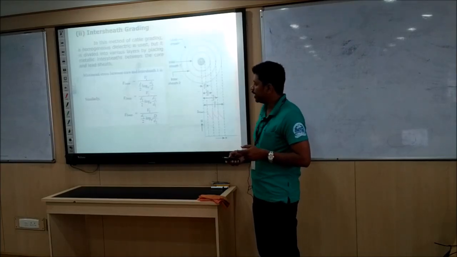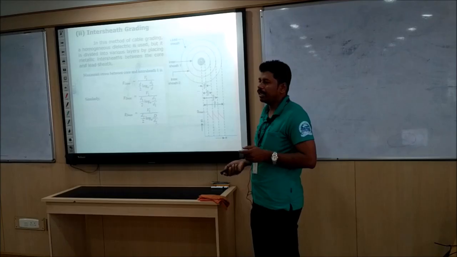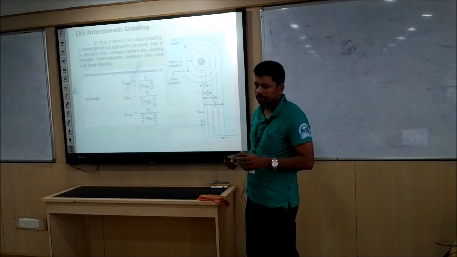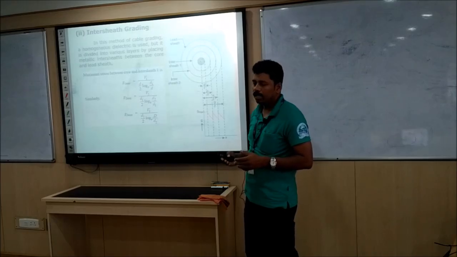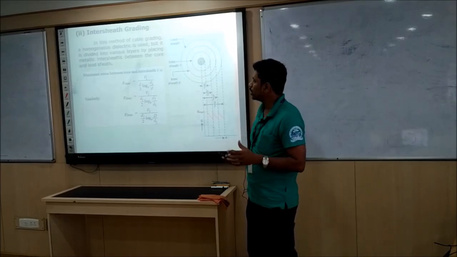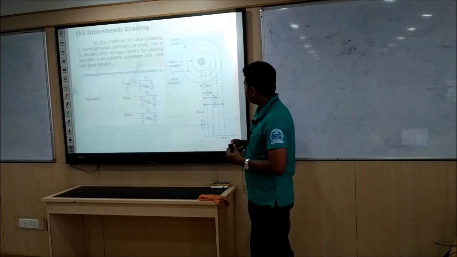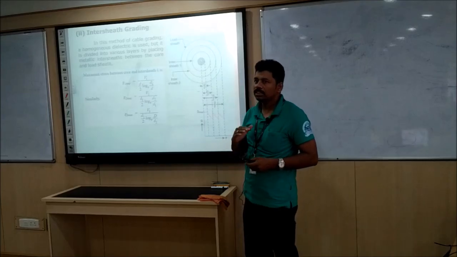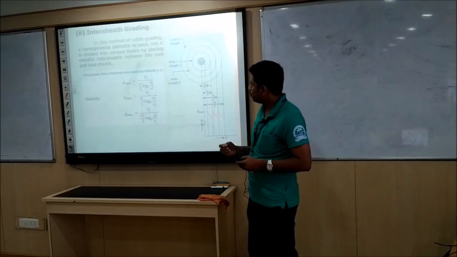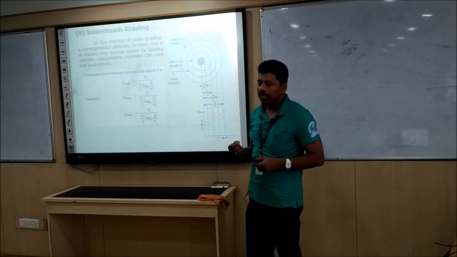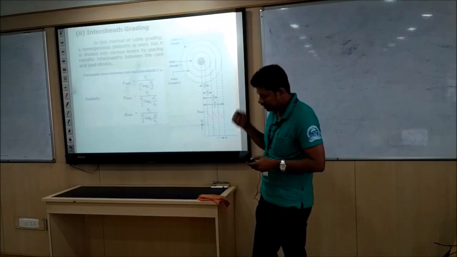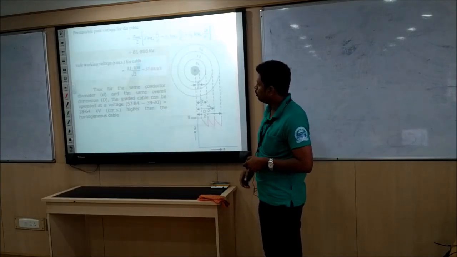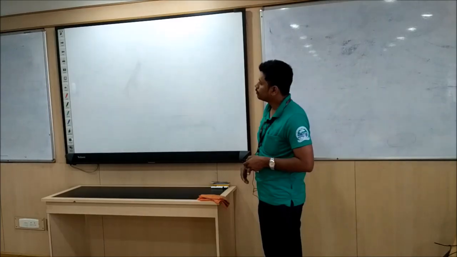Next one is intersheath grading. The problem with capacitance grading is that we face a manufacturing problem, so we can't go for three different layers of material. So we use the same material of permittivity epsilon. In between, we insert some sheaths made up of conducting material, which are maintained at different voltages. You can see that there are intersheath 1 and 2, which serve the same purpose as capacitance grading. These are some of the numericals based on that we have seen. Thank you.